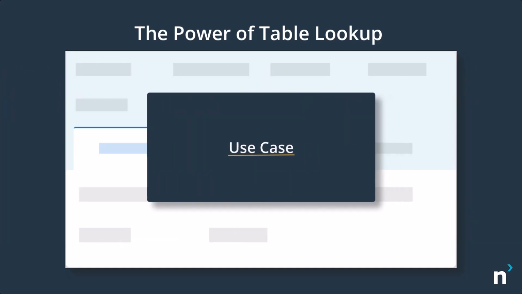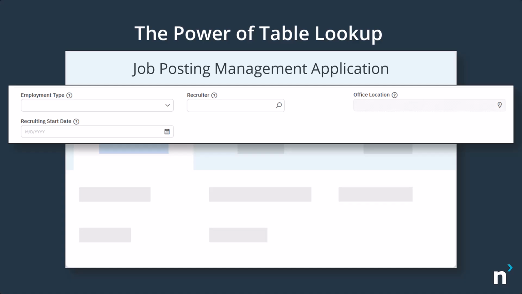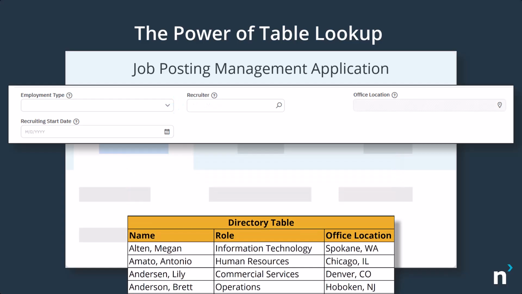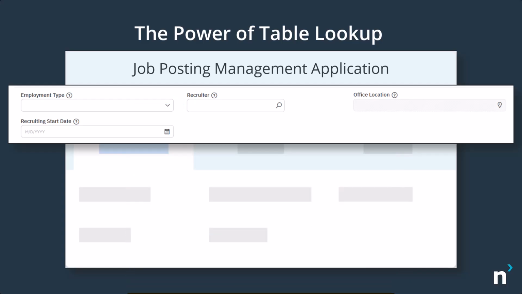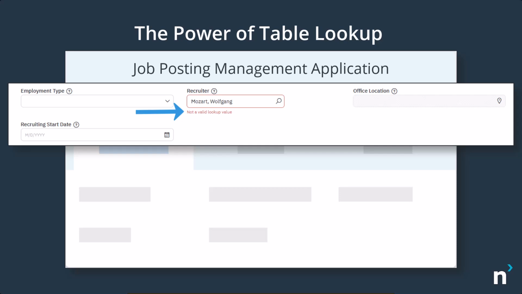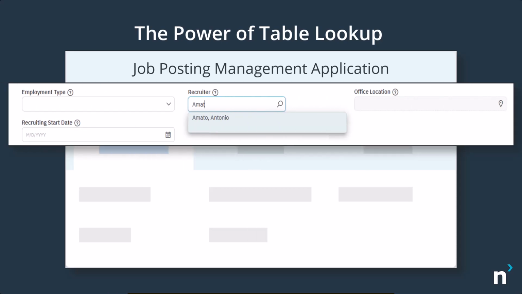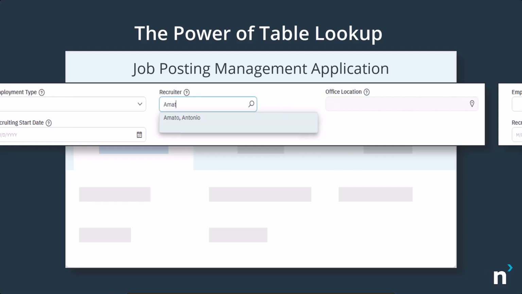Let's look at a common use case. Imagine you have a job posting management app that has a field for the recruiter's name. The recruiter field is set up as a table lookup and pulls data from the name field in the directory table. That means only names that already exist in the directory can be selected. If someone tries to enter a name that's not listed, they'll get an error and won't be able to save. But when they enter a valid name, it pops right into the field.